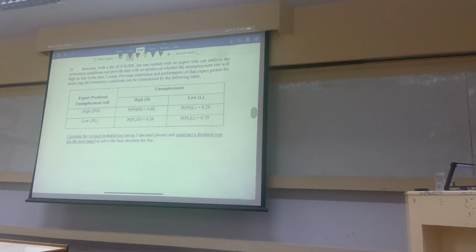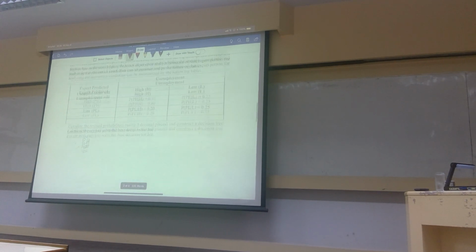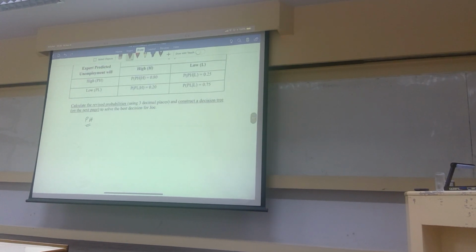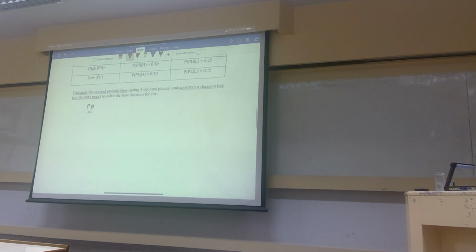So we need to develop the table, and for sure there are two possible tables that we can develop, right? Because we have two possible outcomes from the expert: predict high and predict low. The first table is about predict high, the table for PH. The expert predicts high unemployment, so we develop the table like this.